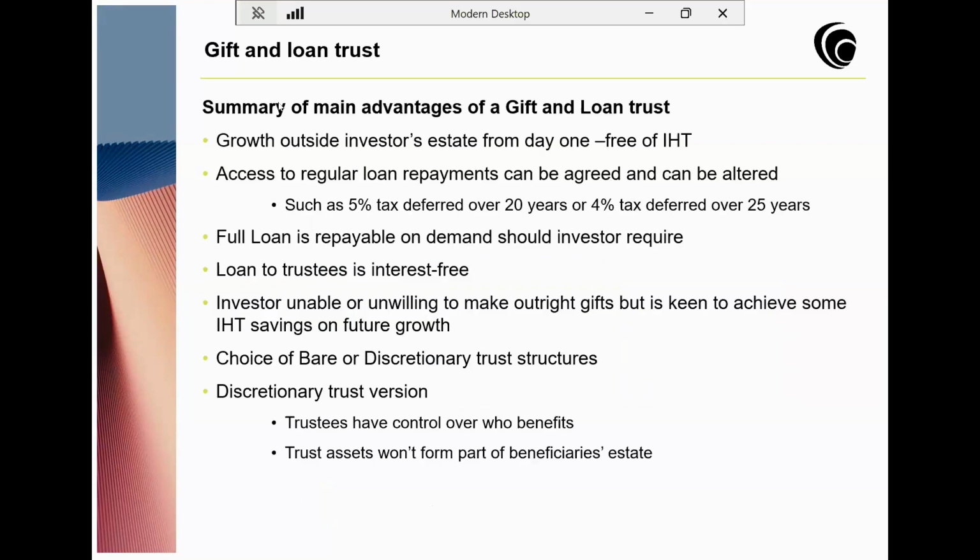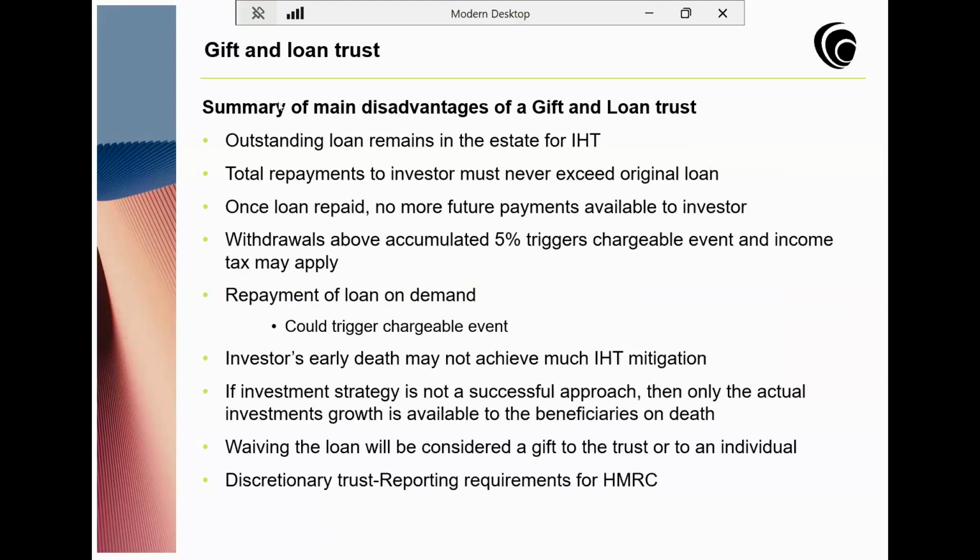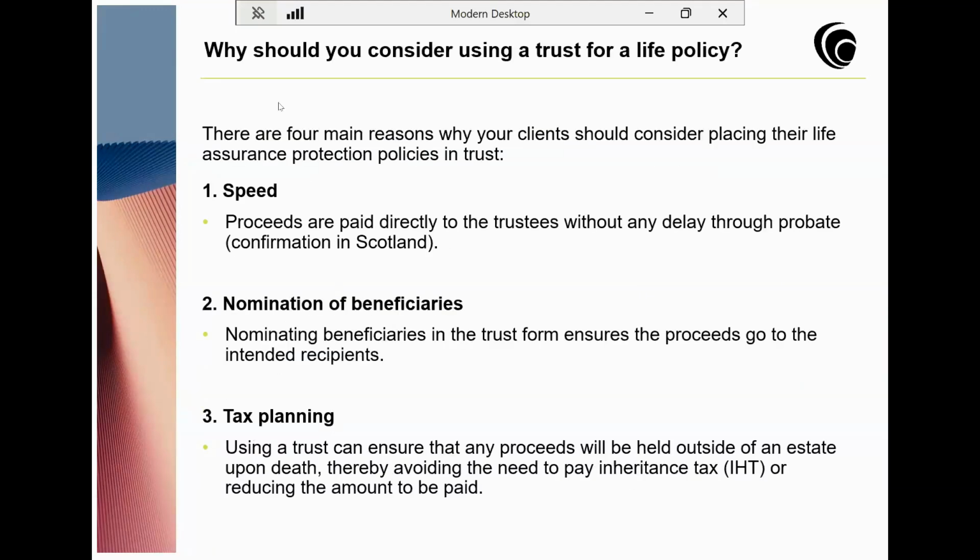Again, I'm not going to go through these due to time, but we have the advantages and also, next screen, the disadvantages of using a gift and loan trust. So they're there for your future reference.